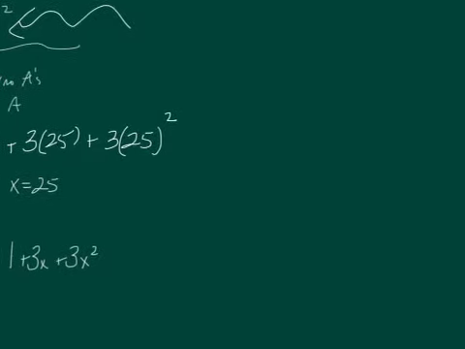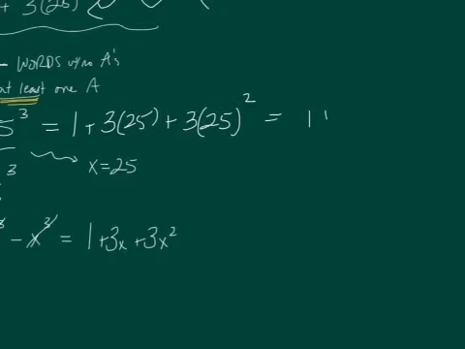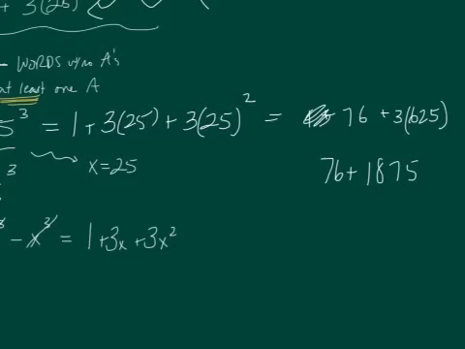What's the easy way to do it? What's 3 times 25 squared? Is the 3 also getting squared? No, it's not. I'm trying to think if there's an easy way. No, I can't think of it. So this is 1 plus 75, which is 76, plus 625 times 3, which is 1875. So 76 plus 1875 is 1951. Is that right? I think so.